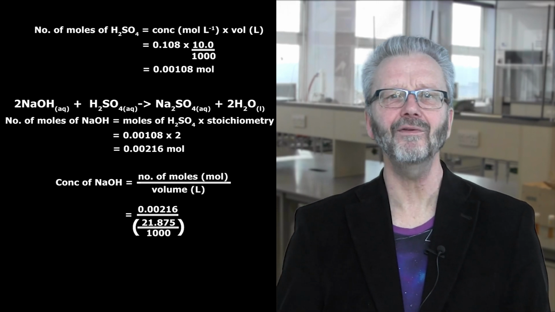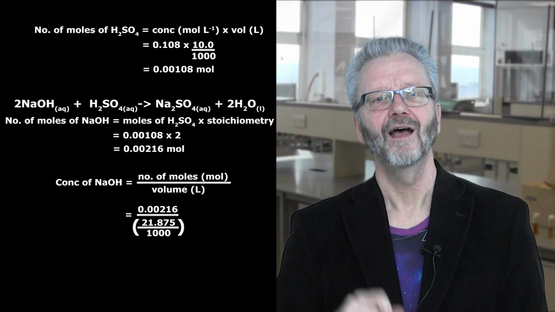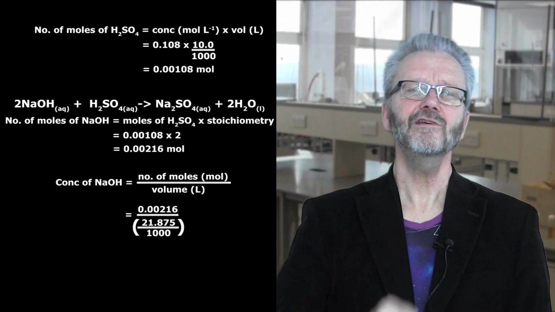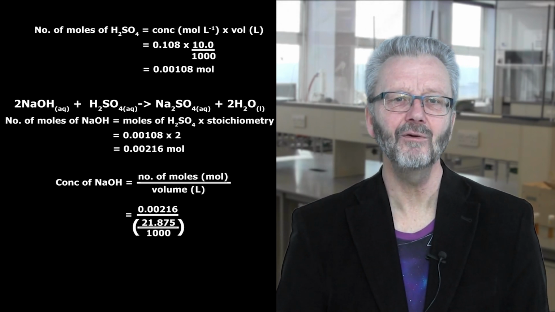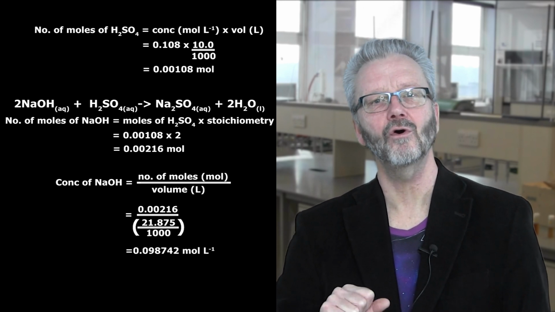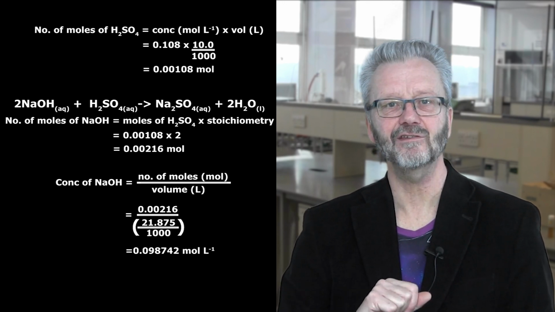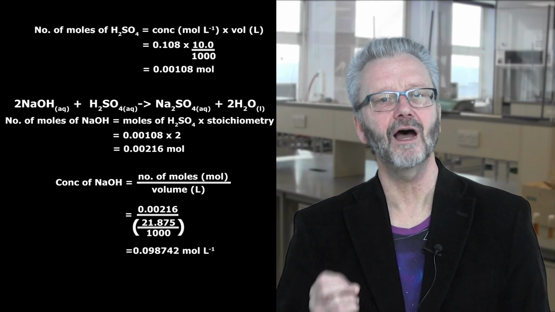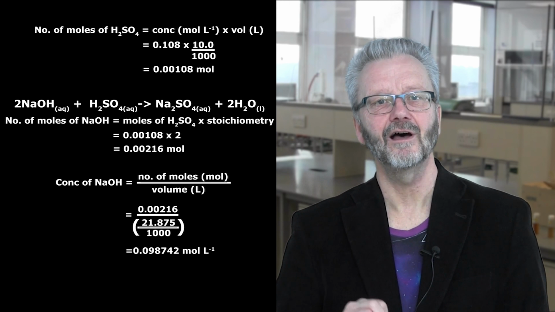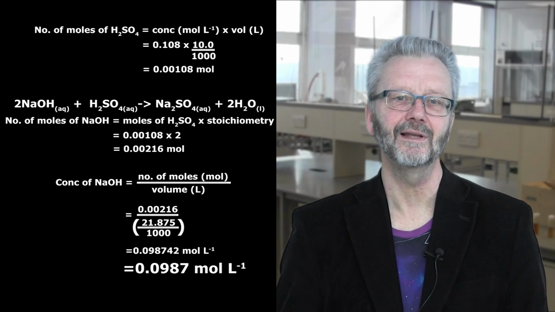It is really important here to do the steps in the correct order. Convert the millilitres to litres first, then use that value in the calculation. If we do this correctly, we obtain a value of 0.098742 moles per litre. However, we only know the concentration of the acid to 3 significant figures, so we can only quote our final answer to a similar precision. In this case, the answer rounds to 0.0987 moles per litre.